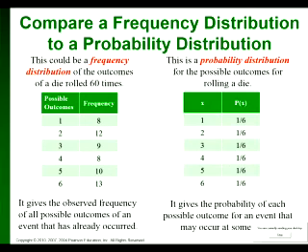Well, the difference is, a frequency distribution gives the observed frequency of all possible outcomes of an event that's already occurred. We've already conducted an experiment or had a survey. These are showing the results of something that's already happened. That's descriptive statistics. When we make a prediction or when we give the probability of each possible outcome, that's called a probability distribution. And it gives us the probability of each possible outcome for an event that may occur sometime in the future.